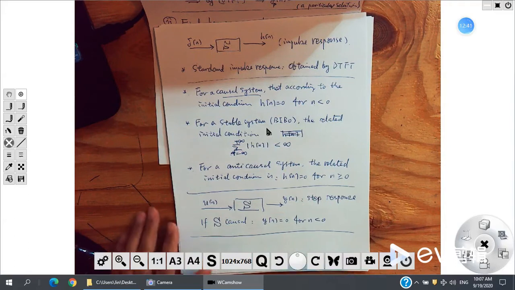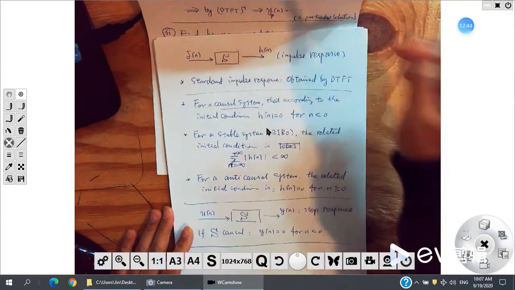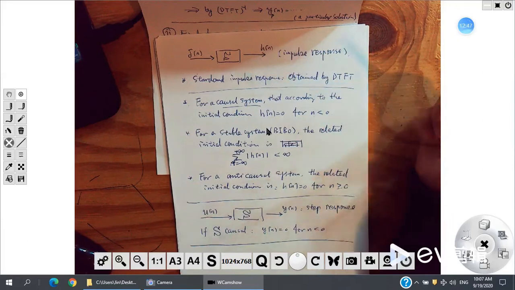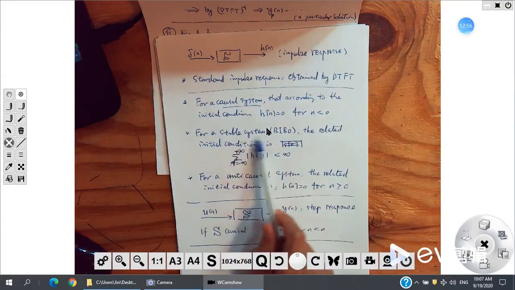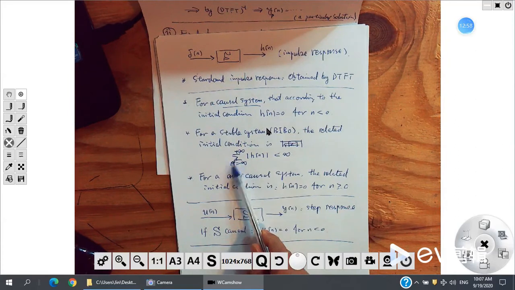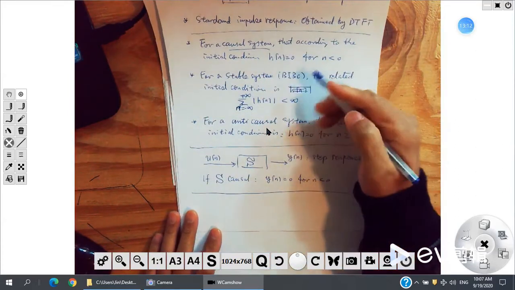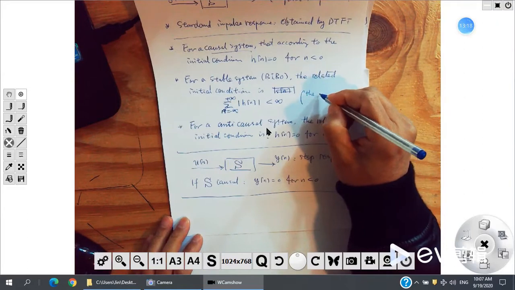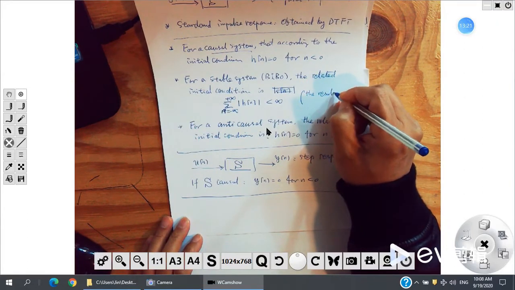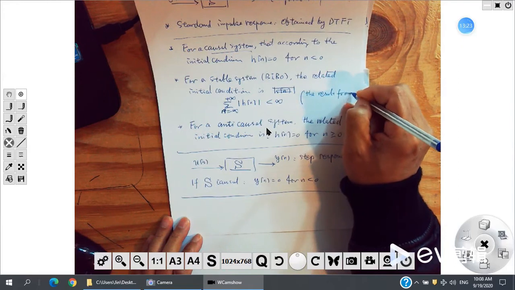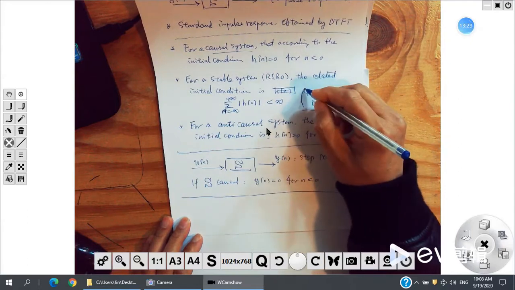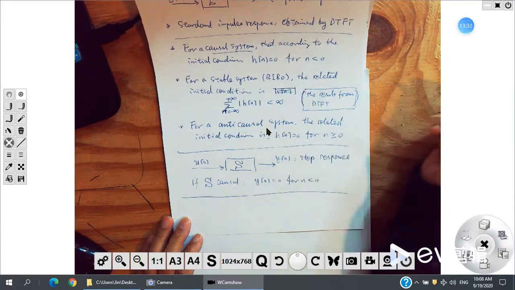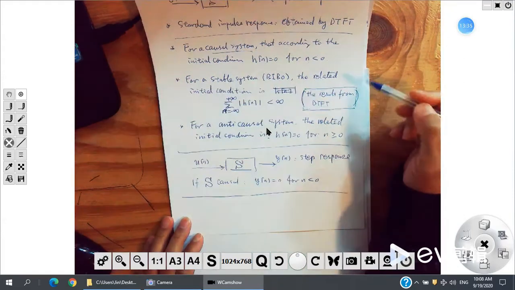Alright. So sometimes when people say, for example, we have a stable system and we want to find the impulse response, how do we do it? You need this condition. Actually, this is just the result from the DTFT. By the DTFT, we always get a solution that is stable. That is for a stable system.